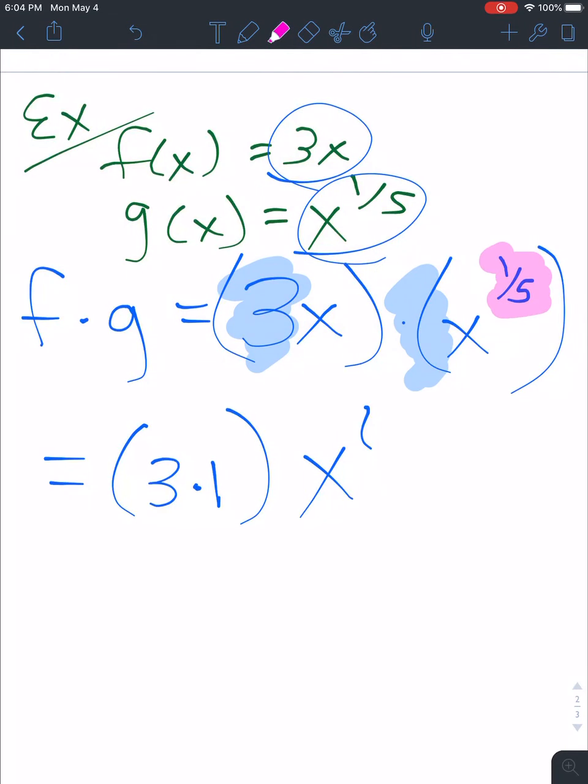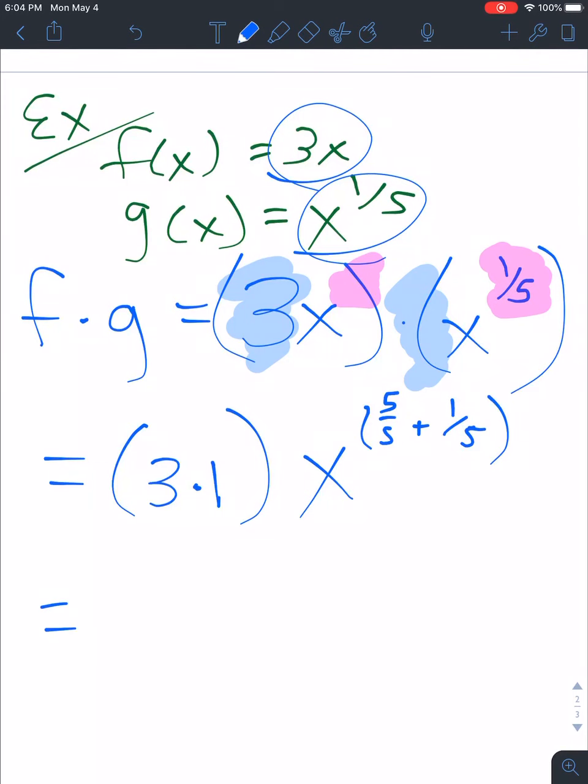From g, I have that exponent of 1/5. And then from f, remember, if there's no exponent, you assume that it's a 1. So I have 1 plus 1/5. All right? Remember, though, when you're adding fractions, you actually need to have a common denominator. And since 5 divided by 5 is the exact same thing as 1, I'm going to replace that 1 with a 5 over 5, or 5/5.